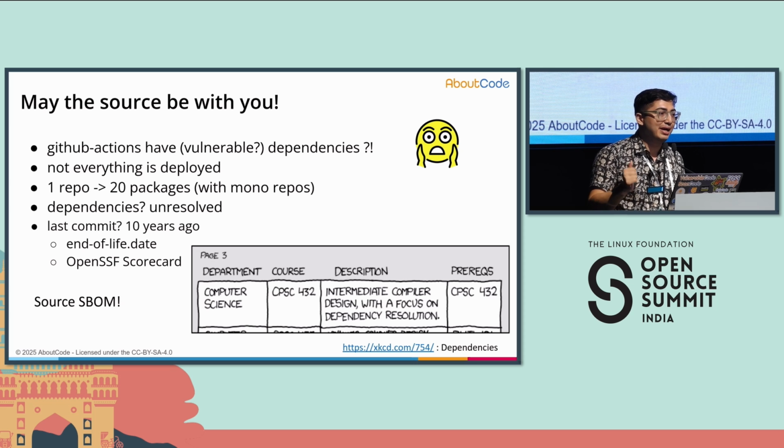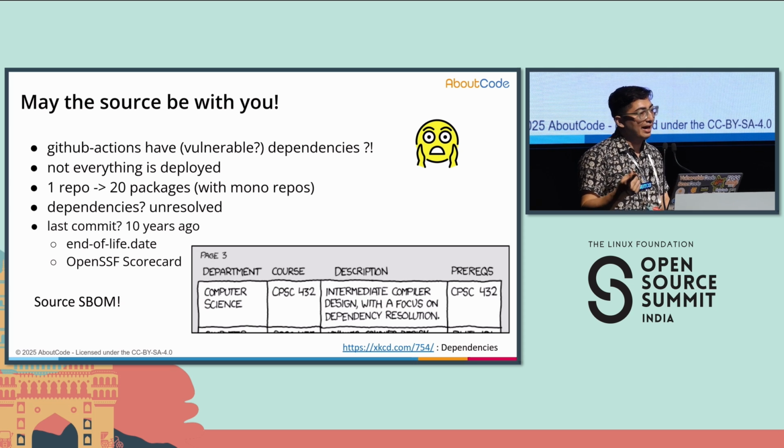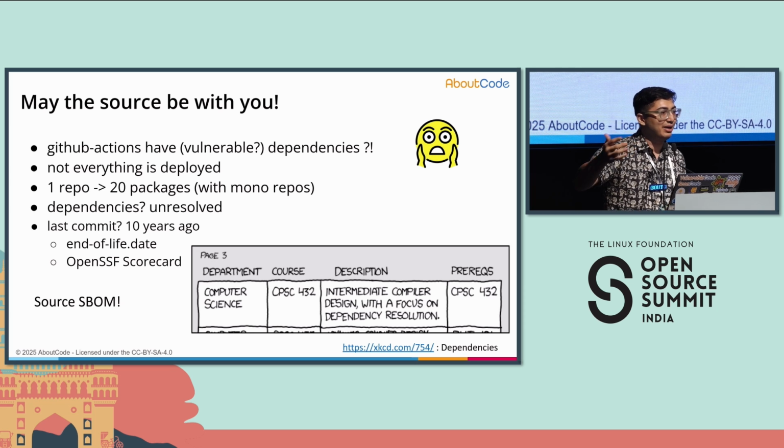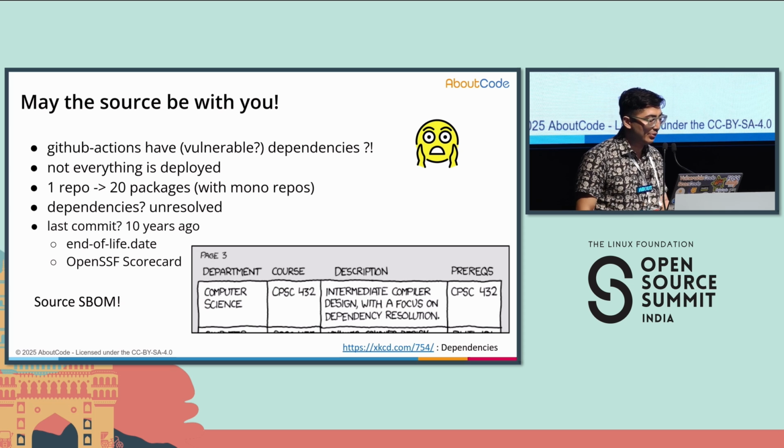And another thing is maintainability. Is the software being actively maintained? When is the last commit? How actively is it maintained? Are there best practices involved? All of that. We have good open source projects which help with doing that, like end-of-life date and OpenSSF Scorecard. We integrate some of this, like the OpenSSF Scorecard is now integrated in ScanCode.io.